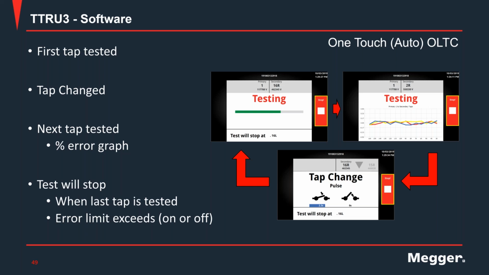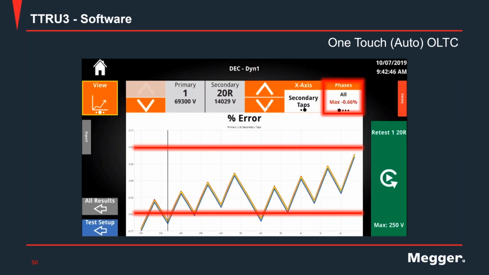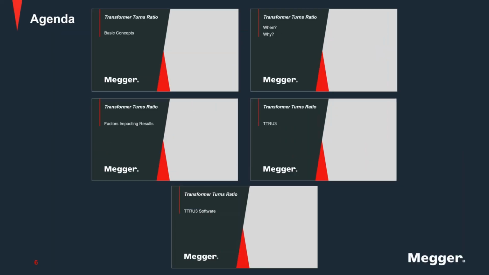Even if you have it off, it means that even if a tap exceeds the error, it will continue testing until it reaches the last tap. At the end, you can look, as I showed before, at the results in the graph. In this case, just to make it more visible, the graph will actually show my error limits, so you can quickly have a glance at which taps are failing. It will also show in the top section the maximum error measured during the test. So those are the main features of the software of the new TTR U3.